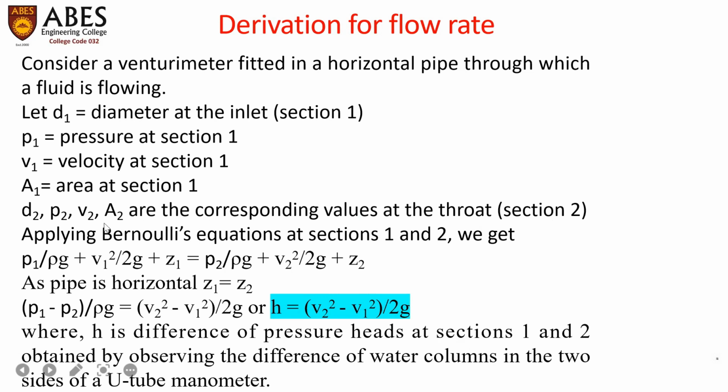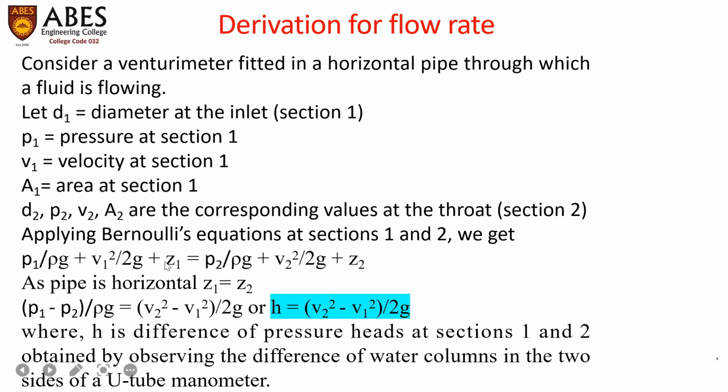Now, when we consider these two sections, we apply the simple Bernoulli's equation, with the assumptions of ideal fluid flow and steady state. So we have the simple Bernoulli equation between sections 1 and 2 in this form: P1 upon rho g plus V1 square upon 2g plus Z1. That is the sum of the three heads, or the three energies per unit weight at section 1, and this will be equal to the energies per unit weight at section 2, that is P2 upon rho g plus V2 square upon 2g plus Z2.